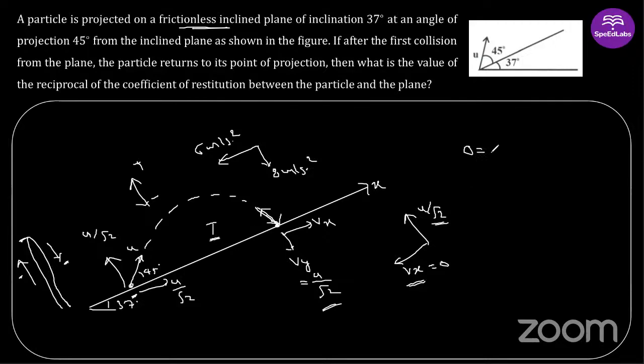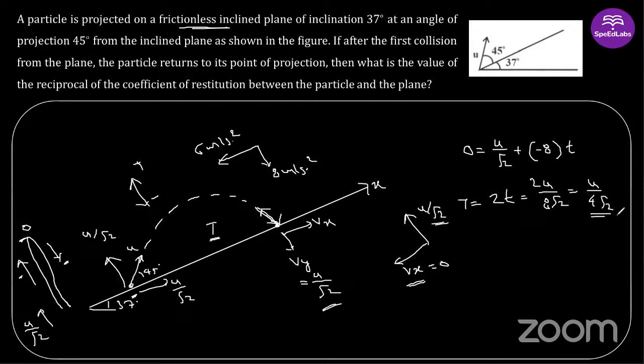I'm simply writing v, which is 0 over here, is equal to u by root 2, which is v is equal to u plus at. Acceleration is like minus 8 into t, which is small t, and the time comes to be u by 8 root 2. And when you make it twice, you get the total time of flight. So that is u by 4 root 2. That is the time period of the flight.